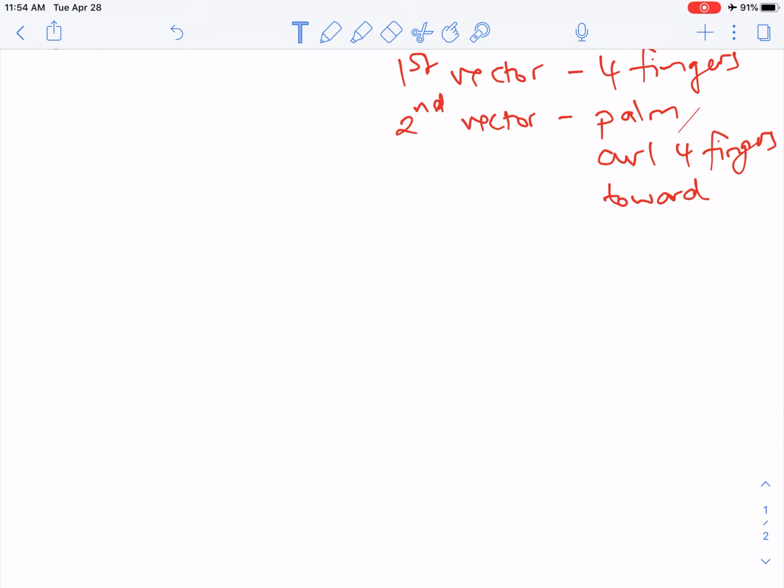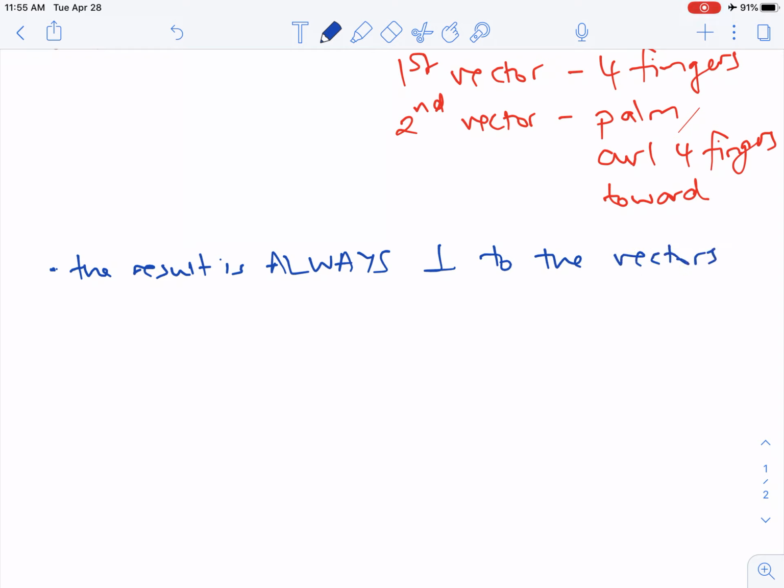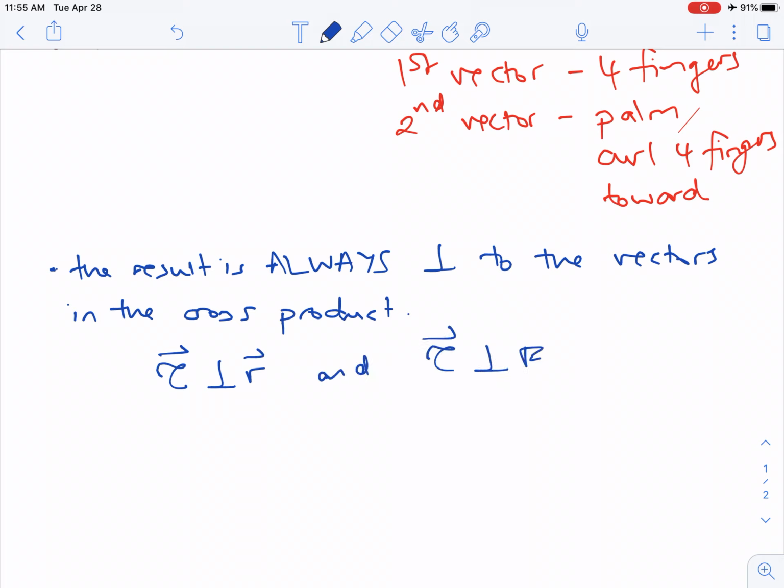Okay, so a couple of key things in here: the result is always perpendicular to the vectors in the cross product. So what does that mean in terms of the torque equation? It means that torque is always perpendicular to R and torque is always perpendicular to F, always. That's because of the right-hand rule.